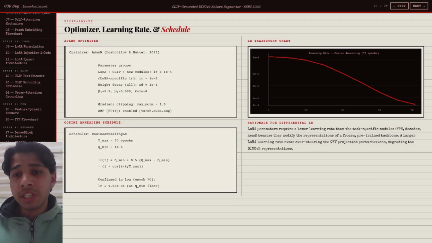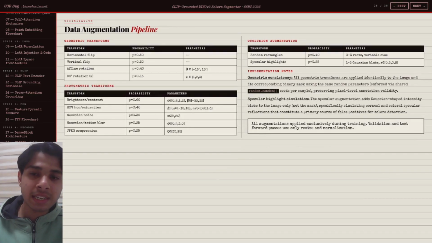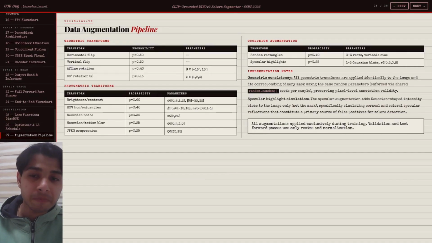During training, we artificially vary the input images before feeding them to the model. This forces the model to learn features that are robust to lighting changes, rotations, blurriness, and compression. All the things that vary between a controlled synthetic image and a real photograph taken in the wild.